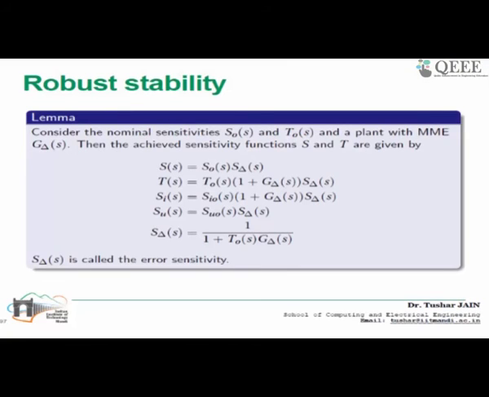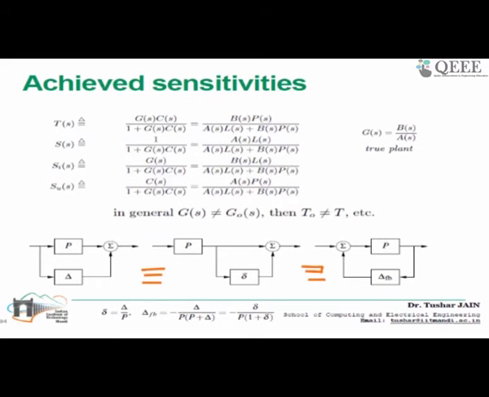Okay, now the following lemma from this theorem: consider the nominal sensitivities and a plant with multiplicative modeling error GΔ, then the achieved sensitivity functions are these. The proof of this is pretty much straightforward once you substitute the G with the GΔ, right? We have these sensitivities, right?